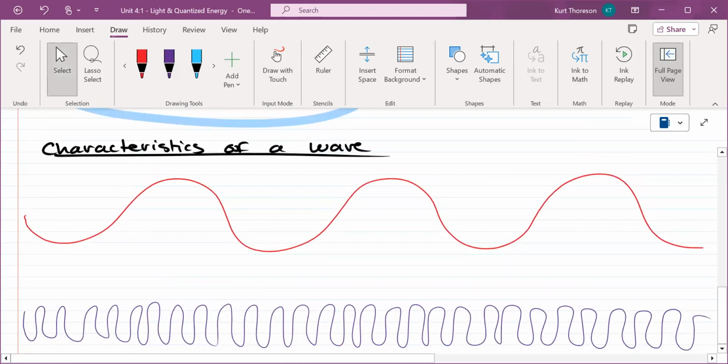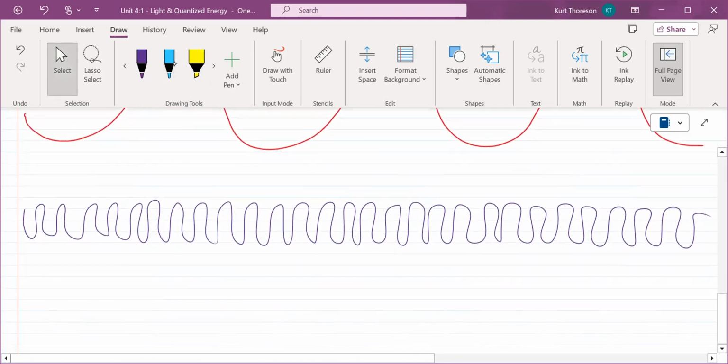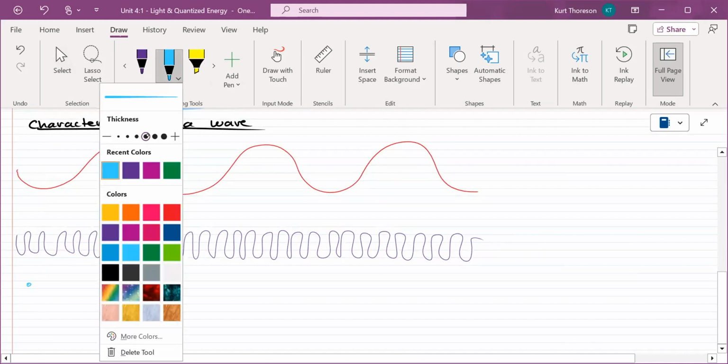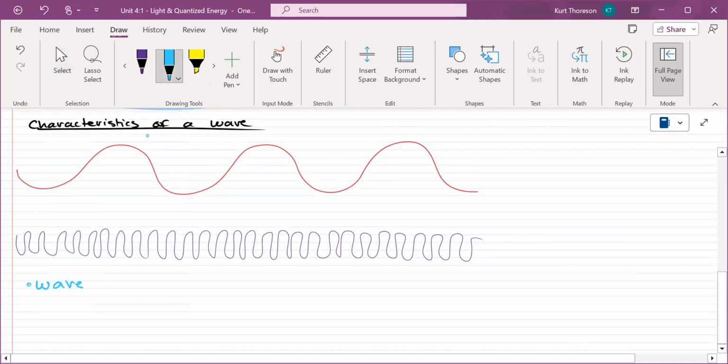There are characteristics to both of these waves. Every wave has the same characteristics. They're just in different measurements. The first characteristic I want to go over with you guys is wavelength. Wavelength is exactly what it sounds like. It is the distance between two waves, the length of two waves.